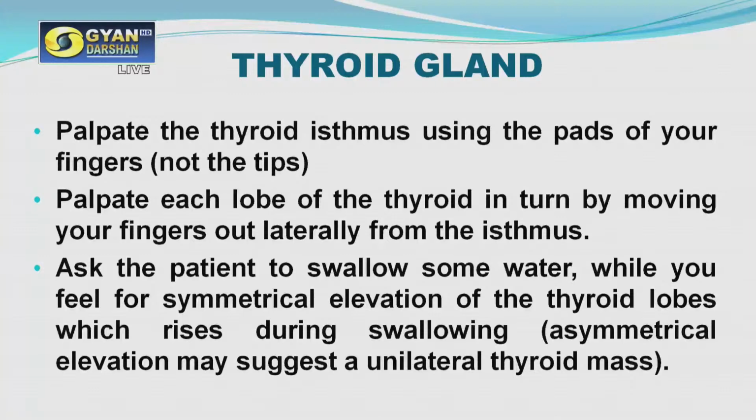Palpate each lobe of the thyroid one by one. First you may palpate one side and then the other side by moving your fingers out laterally from the middle to the side, from the isthmus. Again, you will ask the patient to swallow some water while you feel for symmetrical elevation of the thyroid lobes, which rises during the swallowing.